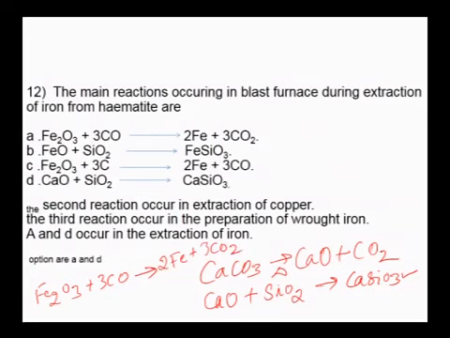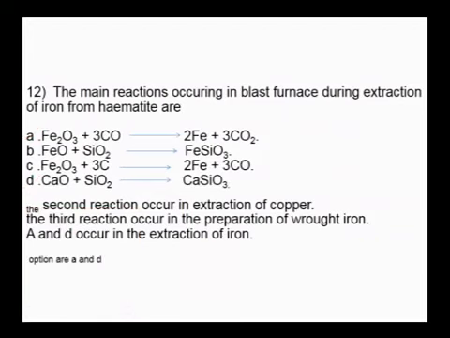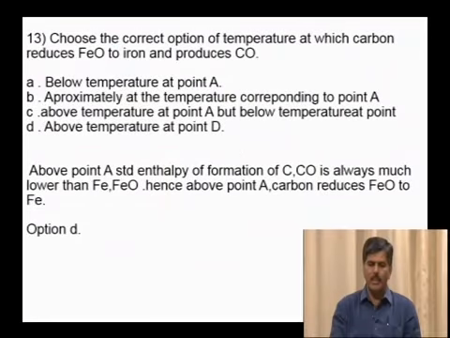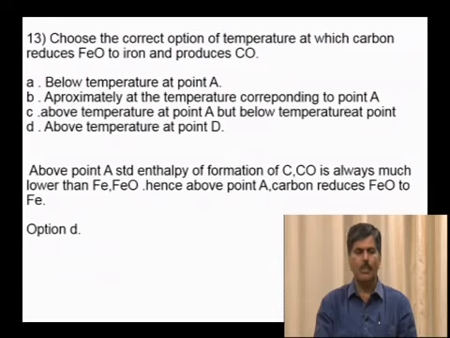The next reaction, reaction C, occurs in the extraction of wrought iron. Therefore, it is not taking place in the extraction of iron from hematite. Therefore, the suitable options are A and D. Now, let us see the next question, the 13th question. Choose the correct option of temperature at which carbon reduces FeO to iron and produces CO.